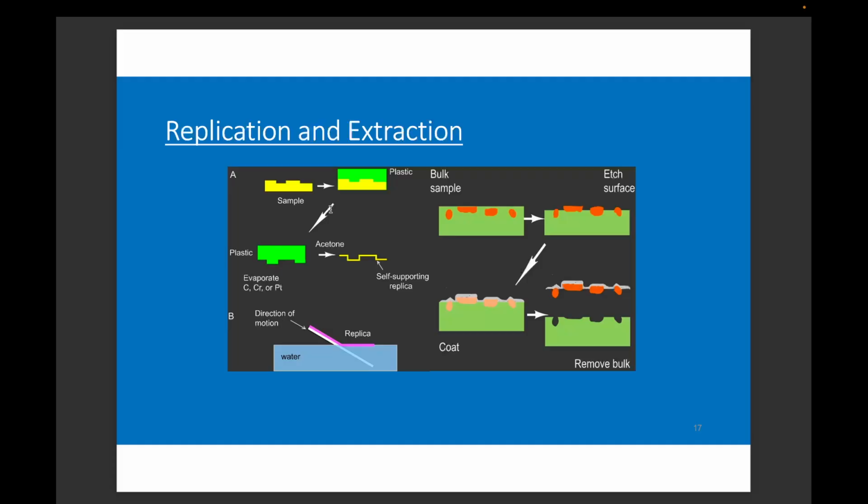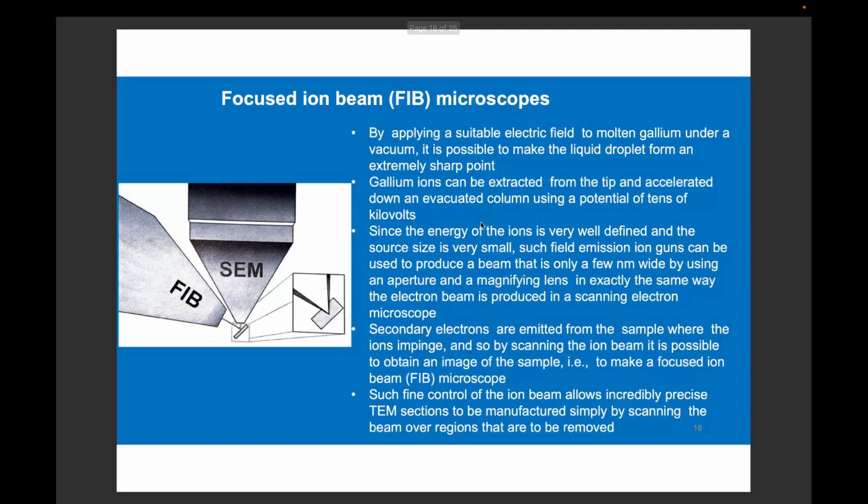And if we want to image the surface, or image the features of those particular second phase particles, then we have to do the replication and extraction method. And this is finally the focused ion beam method, where by applying the ion beam, generally using gallium ion, we remove the material, we remove the specimen from the sample.